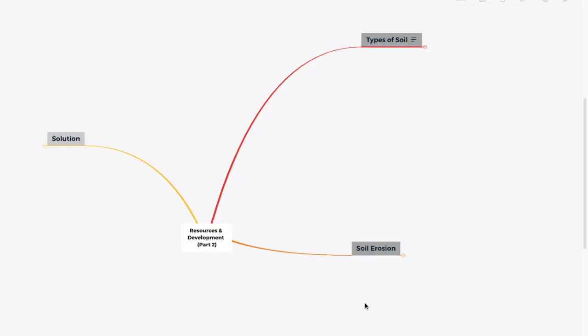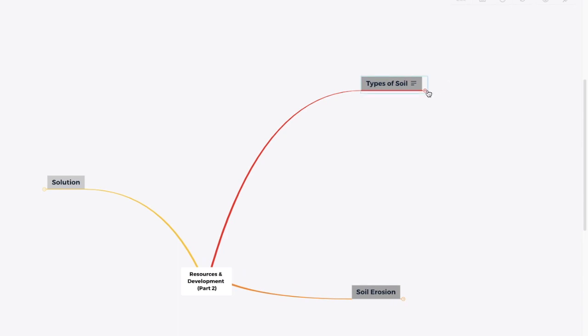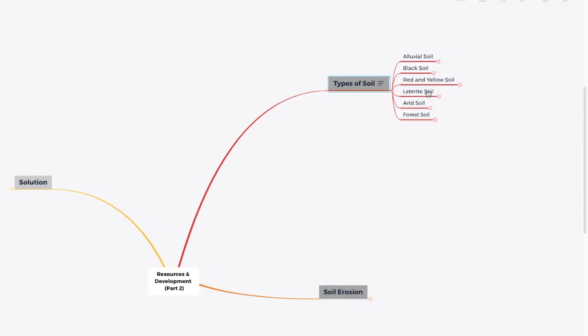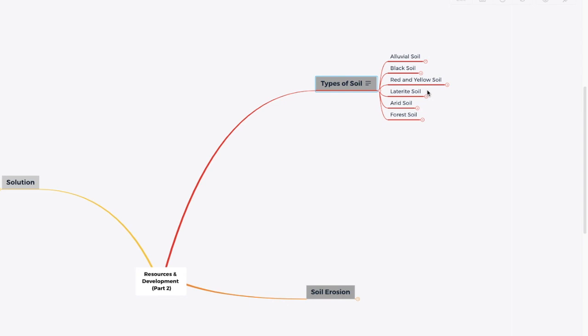So let's continue. Talk about types of soil and soil erosion. So let's take the types of soil. Basically there are different types of soil, but we are going to look at alluvial soil, black soil, red and yellow soil, laterite soil, arid soil and forest soil.